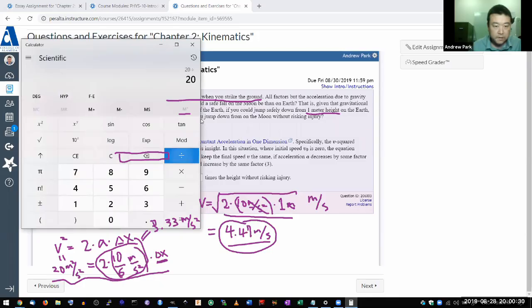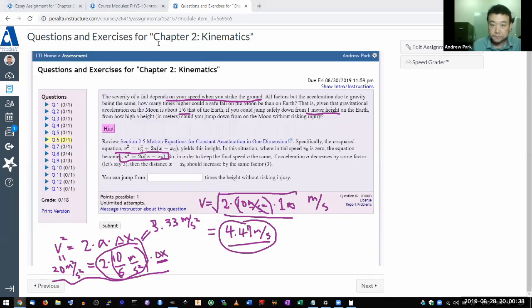20 divided by 3.333. I'm keeping a couple more digits. So 6. All right. Getting delta x, I get delta x is equal to 6 meters. So that's 6 times the 1 meter height. So that should be the answer.